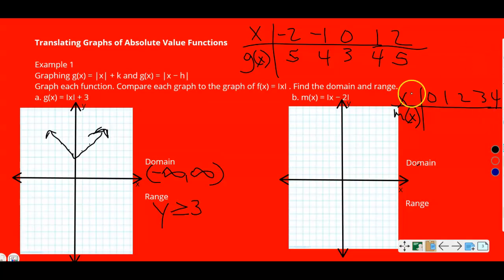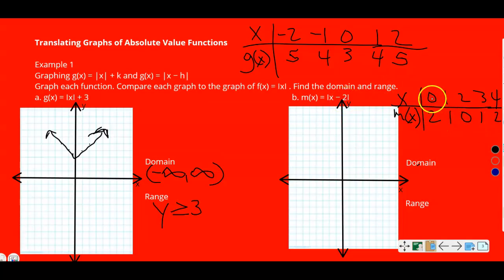All right, if I plug 0 in, 0 minus 2 is negative 2, and the absolute value of negative 2 is 2. Take 1: 1 minus 2 is negative 1, and the absolute value of negative 1 is 1. 2 minus 2 is 0. 3 minus 2 is 1, and the absolute value of 1 is 1. 4 minus 2 is 2, and the absolute value of 2 is 2.